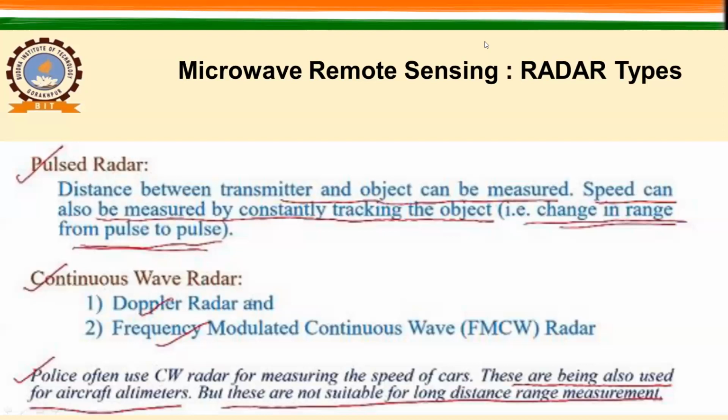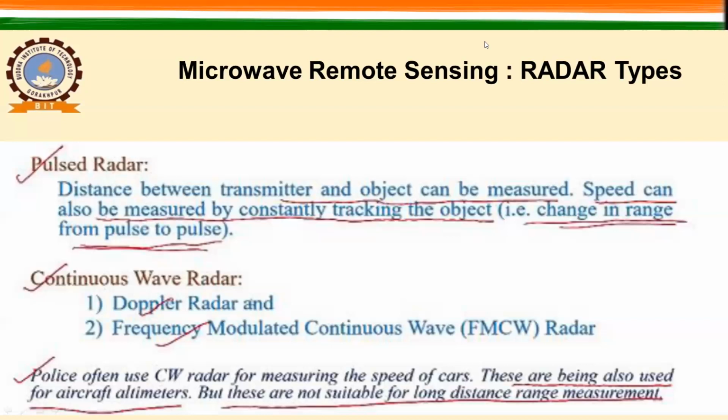So when you are keeping track of your transmitter location and the object location, this is possible. You can track the speed of the object also. So if you have a pulse radar installed somewhere and you are looking at maybe a moving car, you can easily track it. But here we have another type of radar which is actually more suitable for that application.